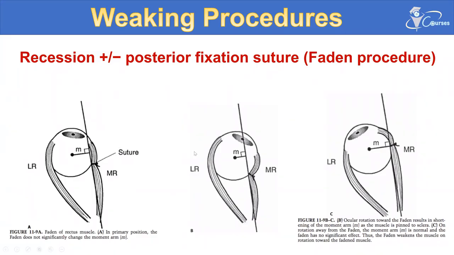So this will cause the Faden suture to be very effective in preventing the diplopia in horizontal gaze or in vertical gaze. Okay. Is it clear?